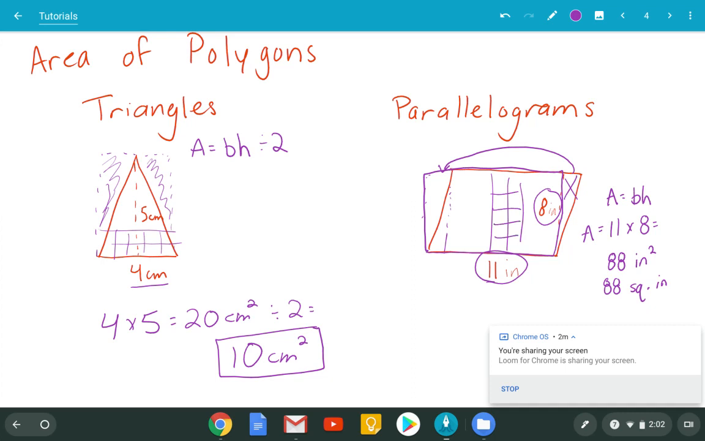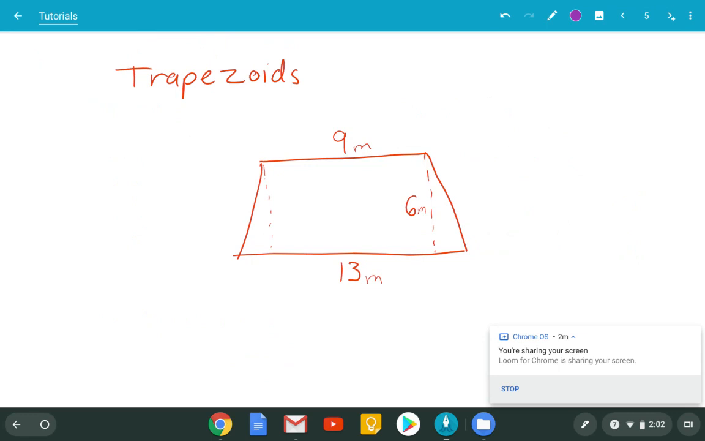So the last shape, we talked a very little bit about trapezoids in class. That was part of what we didn't really get to, so I'm going to try to give you a little bit of an idea. A trapezoid is kind of similar to a parallelogram, except it only has one set of parallel sides. So these two sides right here, the 9-meter side and the 13-meter side, would be parallel. And these two sides are not parallel. They would end up meeting way up here somewhere.